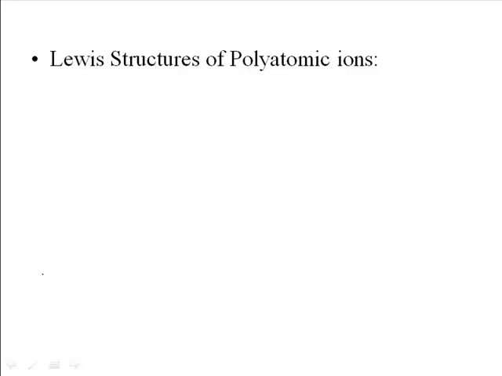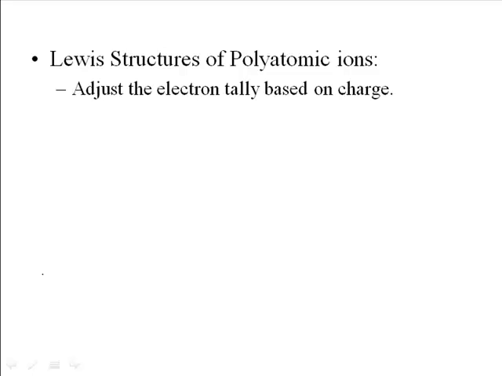When you do Lewis structures for polyatomic ions, which remember are molecularly bonded molecules that happen to have a charge, they're really going to be the exact same process that we've just been covering. The only difference is a polyatomic ion is an ion, which means it either has extra electrons or it's lost electrons. That means we'll have to adjust the electron tally based on whatever its charge is.